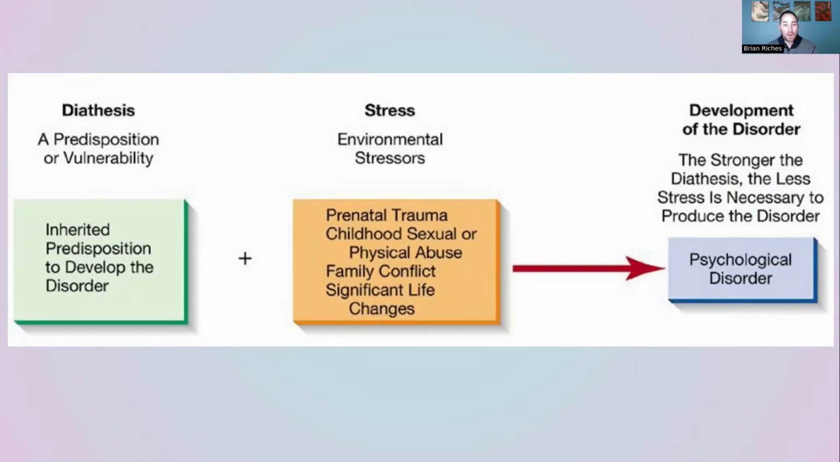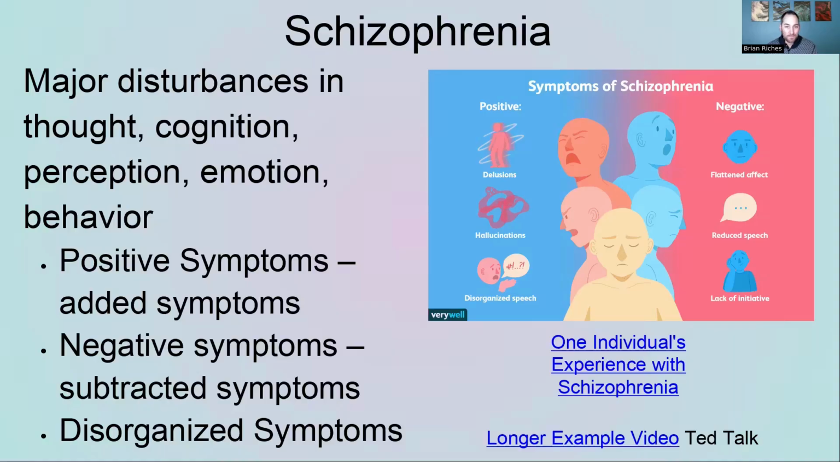So the first one that your book dives into is one that a lot of people are interested in, schizophrenia. So let's learn a little bit about schizophrenia. Schizophrenia includes all of these symptoms over here, positive and negative symptoms. When you think of positive and negative in this context, this is not like this is a good symptom or this is a bad symptom. These are all bad symptoms. These are all things that people don't enjoy dealing with.